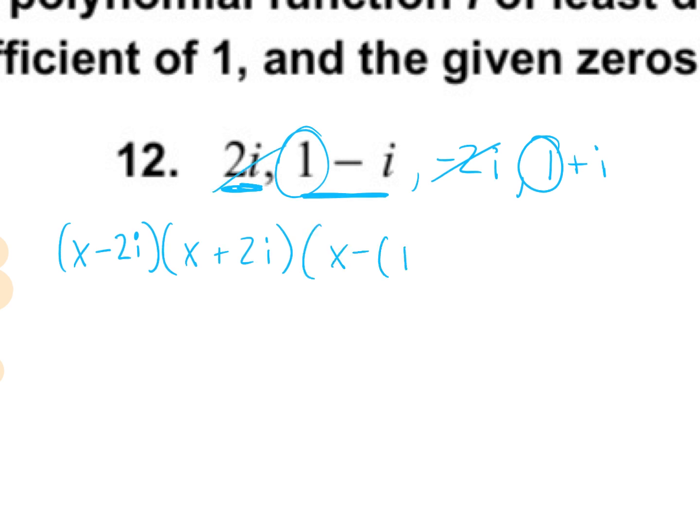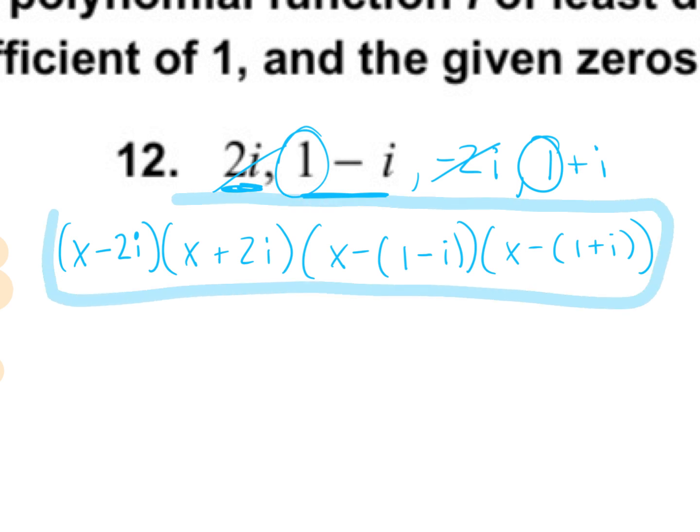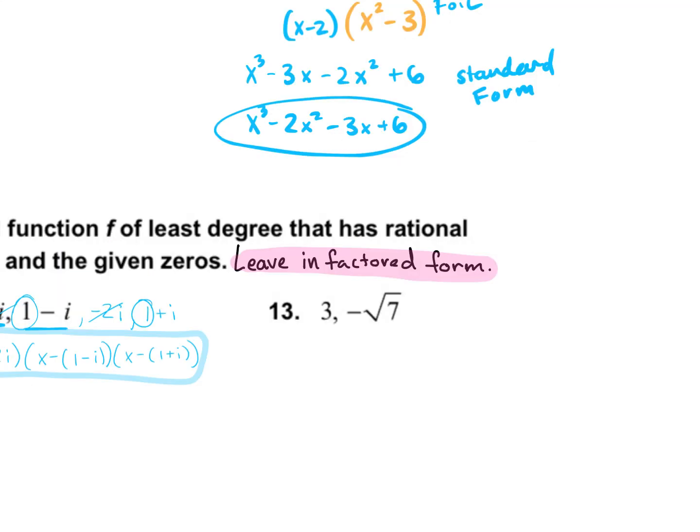So x minus 1 minus i, and what else? X minus 1 plus i. Perfect. That would be our answer. Just leave it like that. If it says leave it in factored form, you just leave it like this. You do not have to multiply it out. You're not going to get extra points if you multiply it out. Just leave it like this. This is right.